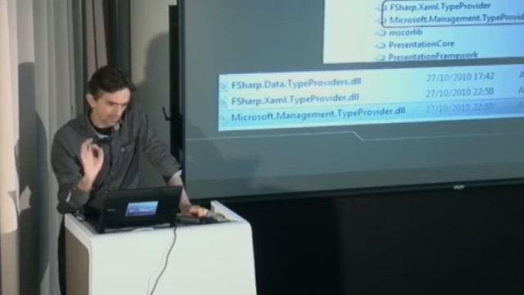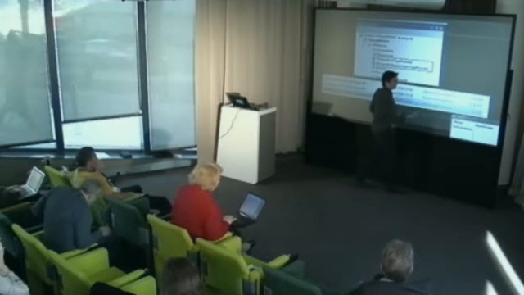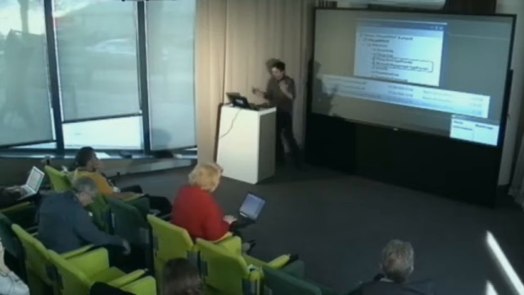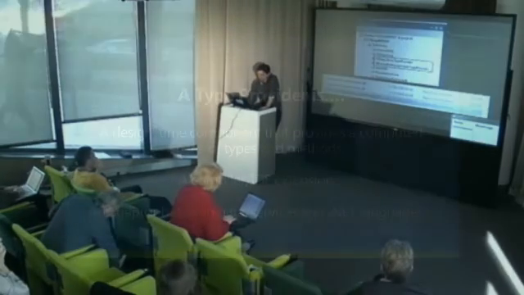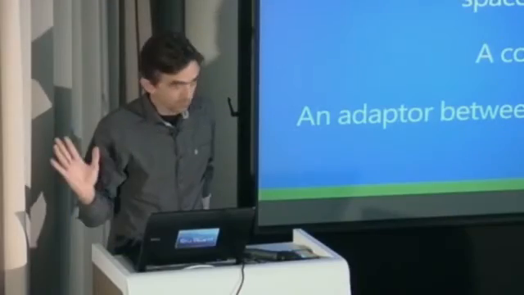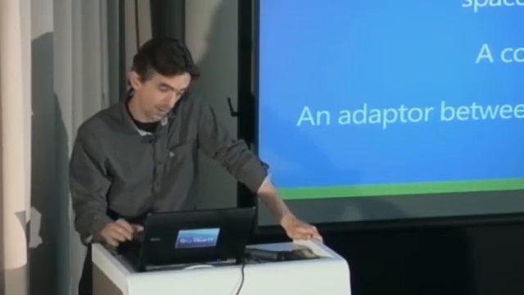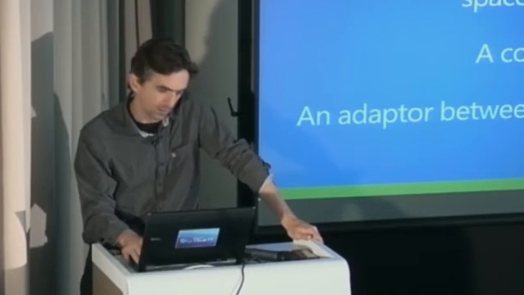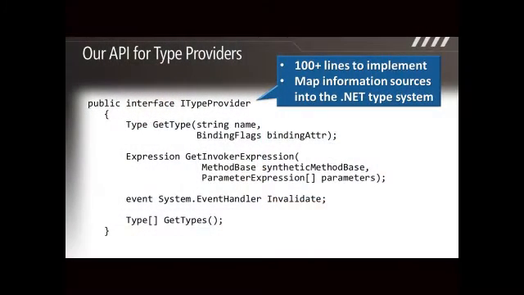Okay, so just to say these components are very small. These two instances of type providers are between 100 and 1,000 lines of code. They're not big components as adapters. A type provider is a design-time component that provides a computed space of types and methods. You can think of it just as a compiler and IDE extension, if you want to think of it in pragmatic terms. It's an adapter between data services and .NET languages. The API is incredibly small.